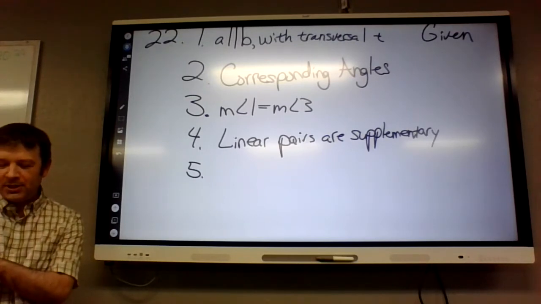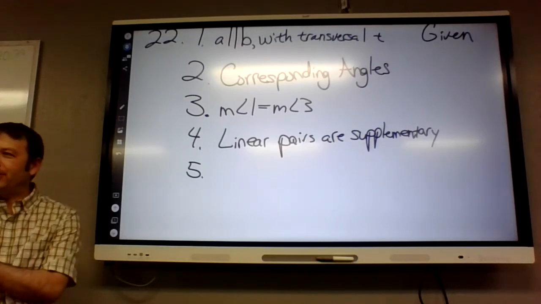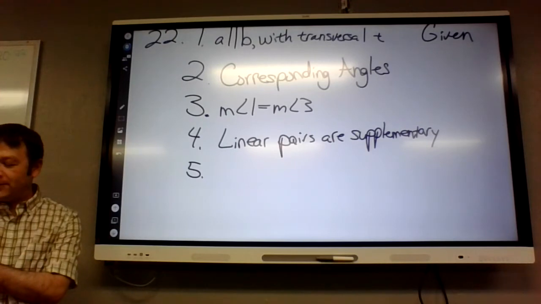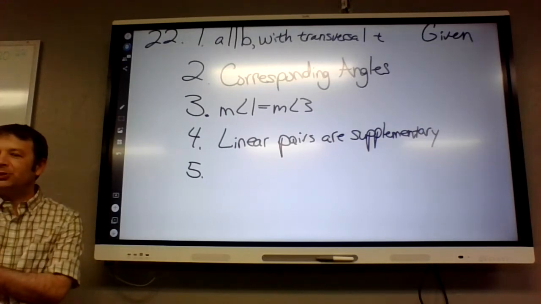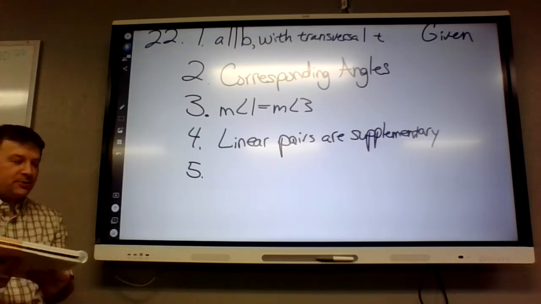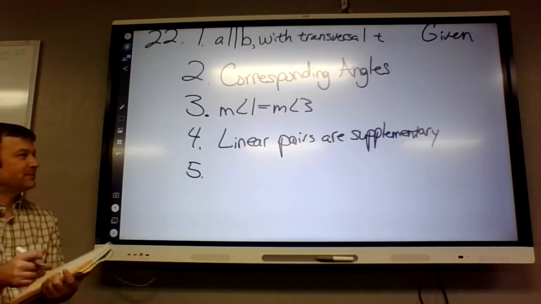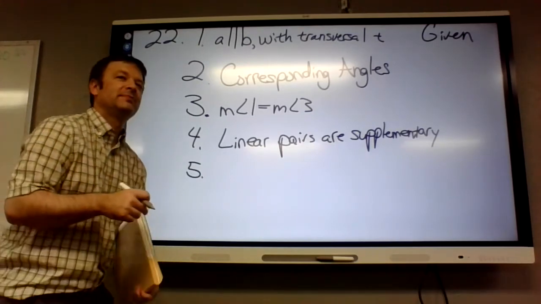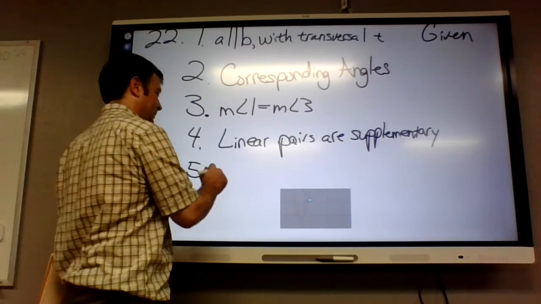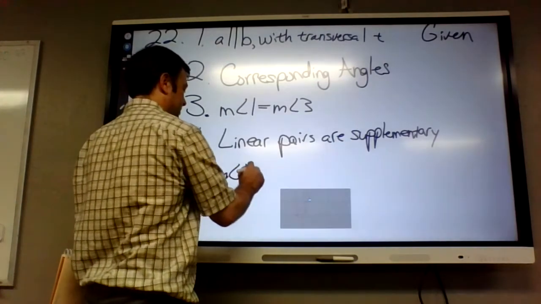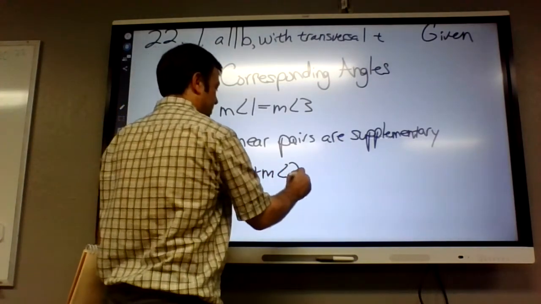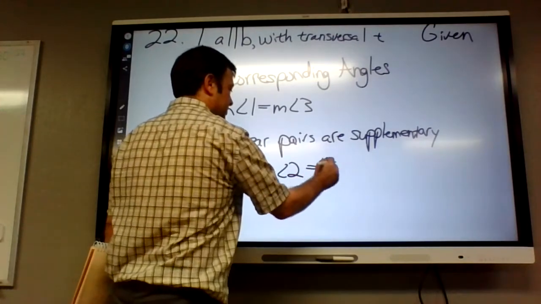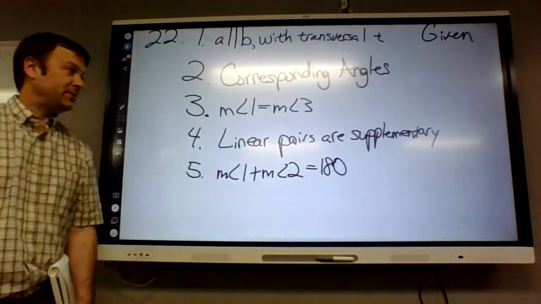If angles 1 and 2 are supplementary, then what do we know about them? For line 5, definition of supplementary means what? How should we say it, Forrest? Measure angle 1, angle 2. Or measure angle 1 plus angle 2 equals. There you go. Angle 1 plus angle 2, measure of the angles equals 180.